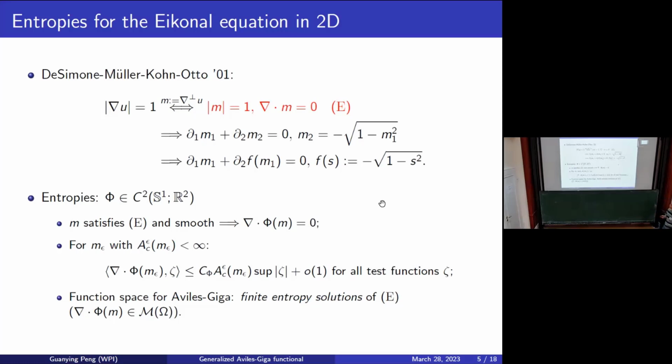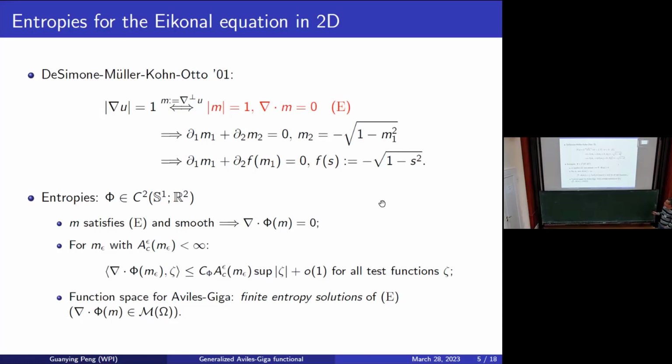Further, there is the following important estimate that connects entropy productions and the Aviles-Giga energy. By the way, here I'm formulating the Aviles-Giga energy in terms of this auxiliary vector field M, that's a rotation of the gradient. If you formulate the energy in terms of M epsilon, which is a gradient already, then the energy is a Ginzburg-Landau type energy with a divergence-free constraint. If we take a sufficiently regular admissible vector field M epsilon for the Aviles-Giga energy, then direct calculations show that we have the following estimate.